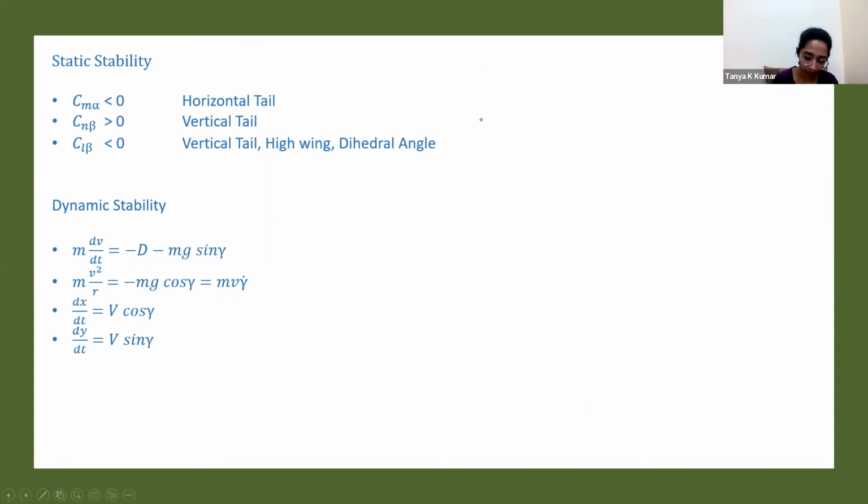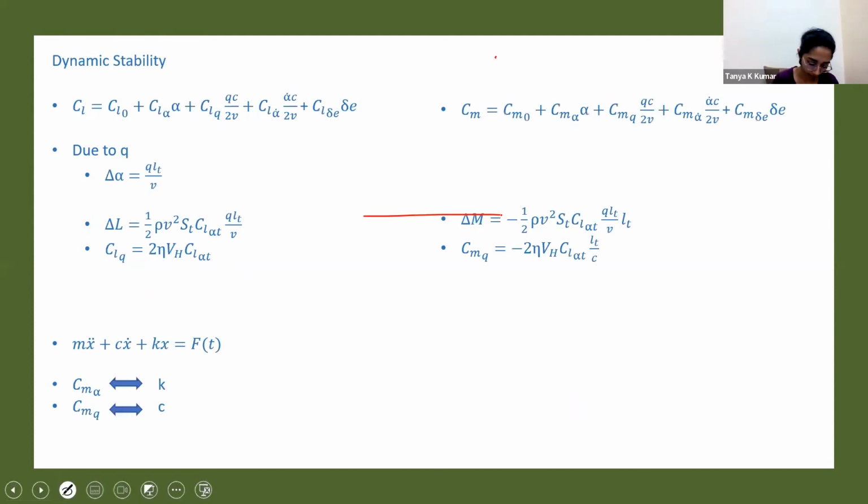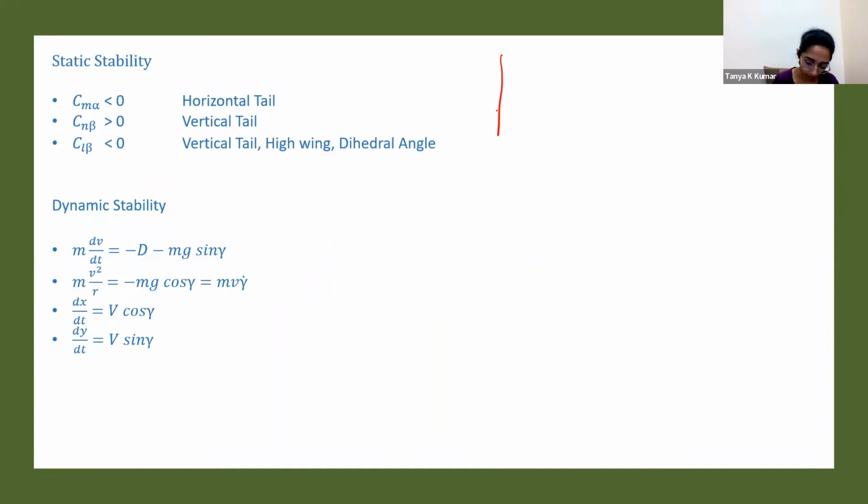What was Cm alpha? Your graph between Cm and alpha was negative. So this was what is required for longitudinal static stability. And Cm not positive was to ensure that we can trim the aircraft at a positive angle of attack.